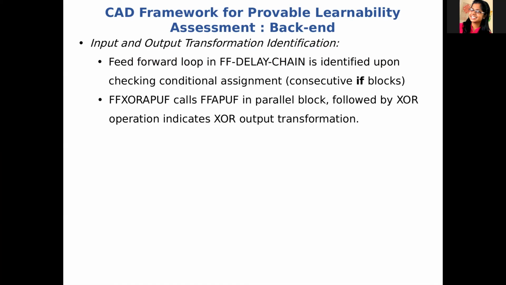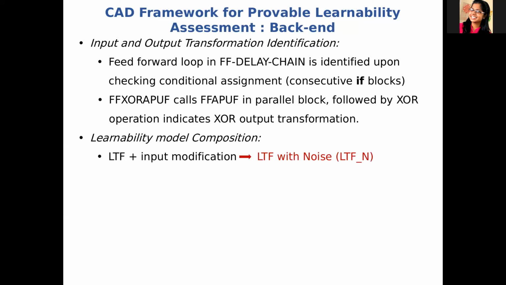So how does this input or output transformation take place? If we go back to the feed-forward XOR APUF example, inside the delay chain module, we saw that it has some conditional assignment to the arbiter output of a challenge bit. This implies there has been some modification to the input. Next, the feed-forward XOR APUF module has FF-APUF module inside a parallel block, which is followed by an XOR. The tool identifies these structures to understand that there has been an output transformation. On seeing this input transformation, the tool changes the representation class from LTF to LTF with noise.